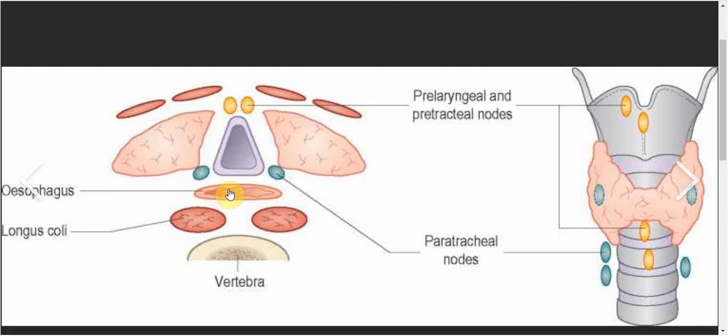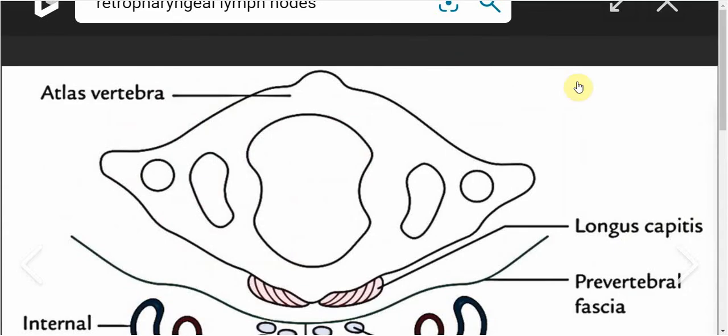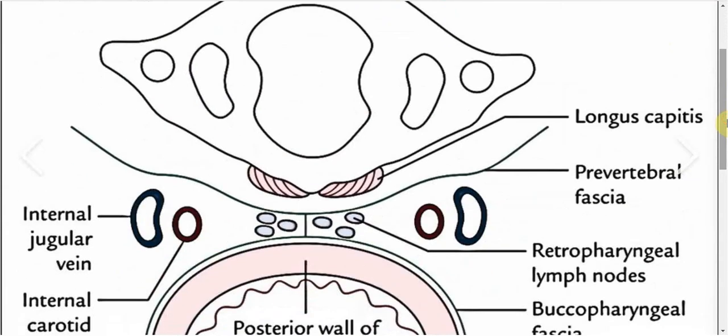Let's talk about the retropharyngeal nodes. Now the retropharyngeal nodes lie in front of the prevertebral fascia. This is the prevertebral fascia around the prevertebral muscles, and behind the buccopharyngeal fascia, which covers the posterior wall of the pharynx. This is the posterior wall of the pharynx, and this in green is the buccopharyngeal fascia that encloses it. So in between these two fascia, the prevertebral and the buccopharyngeal, we have the retropharyngeal lymph nodes. They extend laterally in front of the lateral mass of the atlas and along the lateral borders of the longus capitis. So they're extending like this. This is longus capitis, a prevertebral muscle.